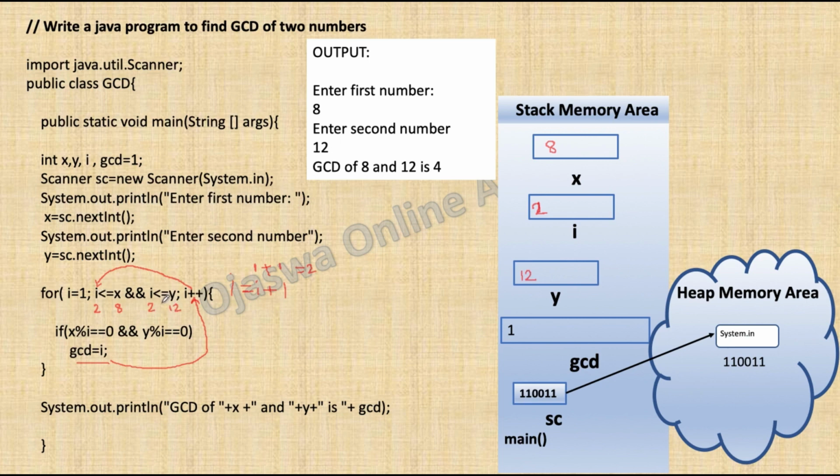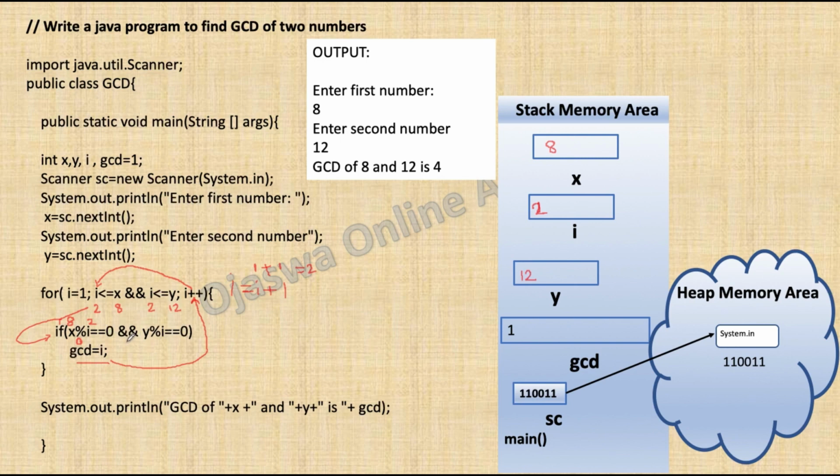So both the conditions are true. Hence control of the program will go inside the loop and the if block will be executed. Now the if condition: value of x is 8 and value of i is 2. If you divide 8 by 2, you get the remainder 0. So 0 is equal to 0, the condition is true. Hence the next condition is evaluated.